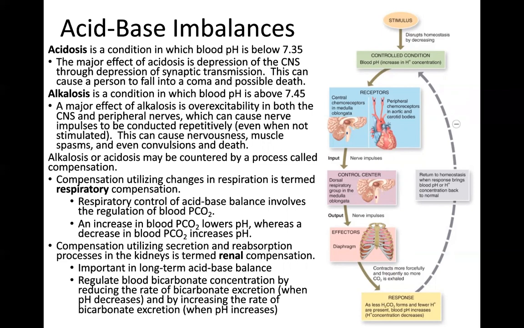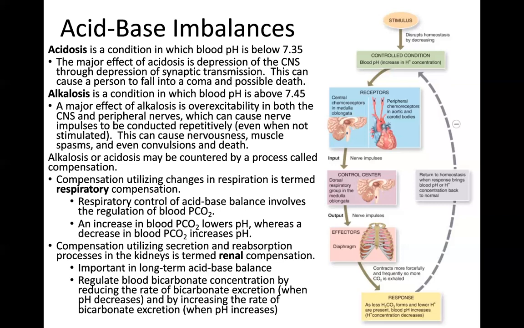The condition known as acidosis is where the blood's pH drops below 7.35, which can result in depression of the central nervous system through depression of synaptic transmission. So it affects the release of neurotransmitters where neurons meet, which therefore depresses your brain and spinal cord. Ultimately it can lead to a person falling into a coma, and if severe enough, possible death.